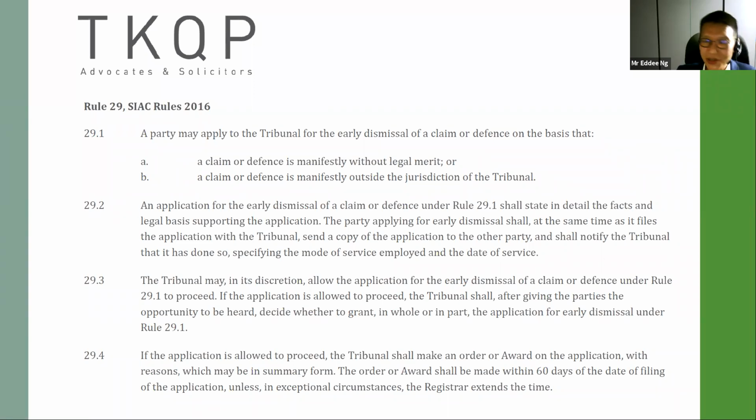But notice the language of 29.1a. What falls to be determined are legal issues, issues for which one party can clearly show are without legal merit. It doesn't appear, at least based on the wording itself, that a tribunal is empowered to consider factual issues. And because of that, although the scope of 29.1a is broader, because you can dismiss either a claim or a defense, the inquiry itself is in fact more limited because we're talking about an investigation into pure legal issues without considering the facts.